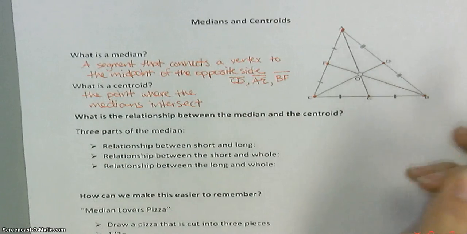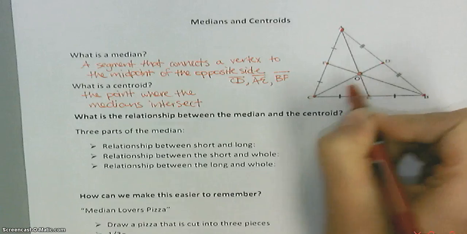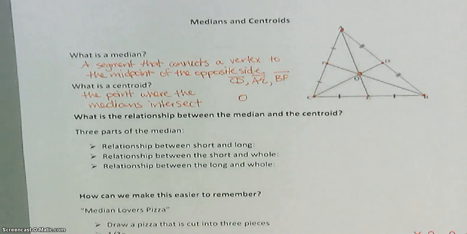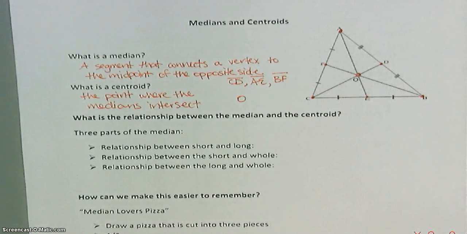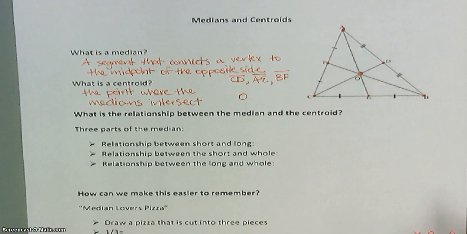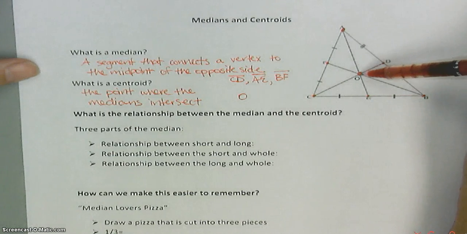The centroid is the point where the medians intersect. So all the medians intersect right here at O. O is the centroid. There's some things, if you did the activity, you should have noticed about each median.